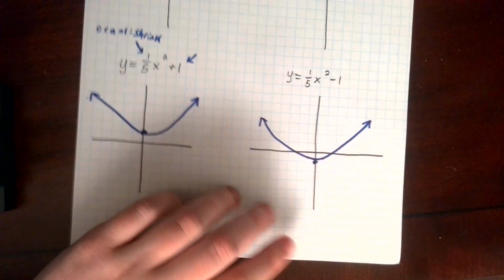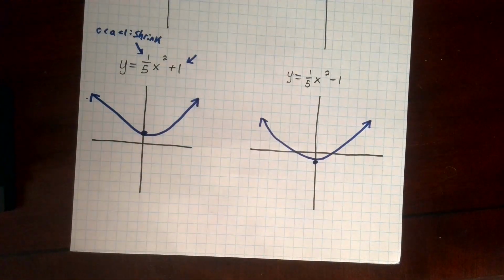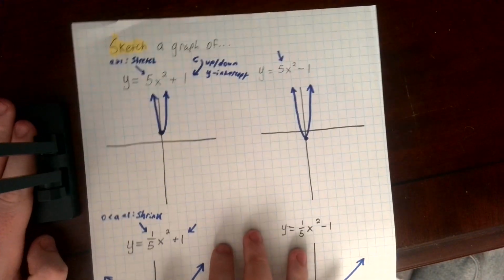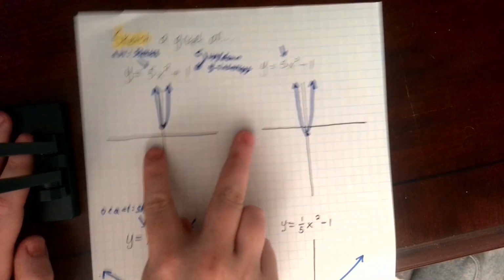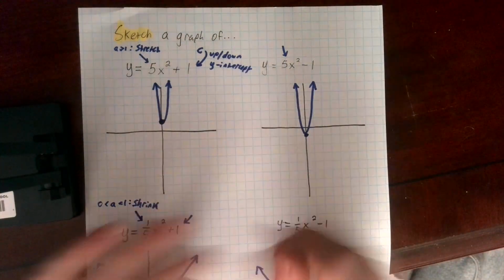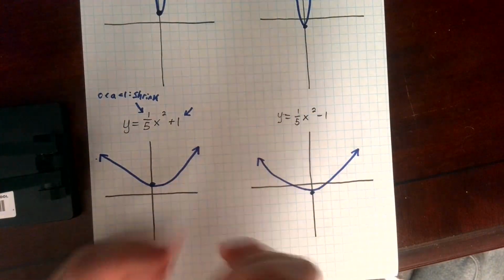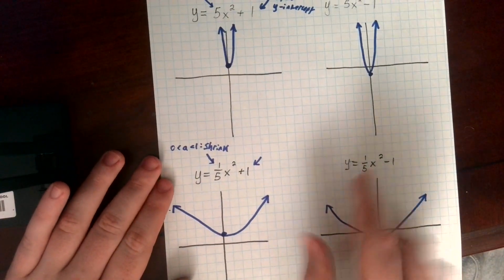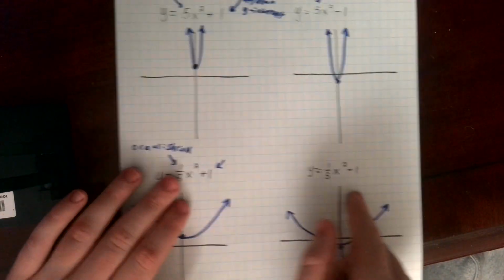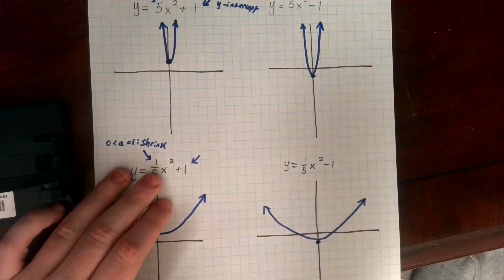Another terrible graph by Mr. Strager, but that's why we say to sketch. Your 4 graphs should resemble this, and here's what I'm mainly looking for. Your top 2 graphs should be narrow. Your bottom 2 graphs should be wide. Your left 2 graphs should be moved up 1, and your right 2 graphs should be moved down 1.